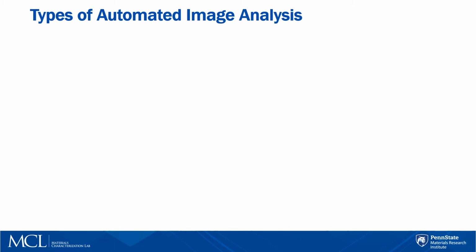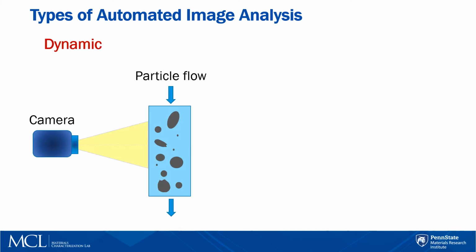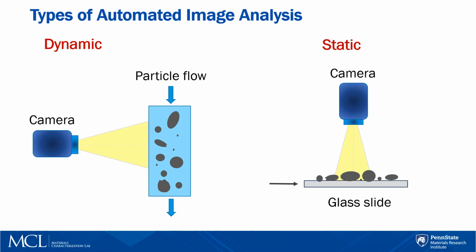Automated imaging techniques use a digital camera to capture 2D images of a dispersed particulate sample. They can be divided into two types. In dynamic image analysis, particles flow through the field of view of the camera, so particles dispersed in water are captured during the movement. In static image analysis, particles are dispersed on a surface, and pictures are taken of stationary particles, then a slide with particles is moved to take multiple images at different positions.